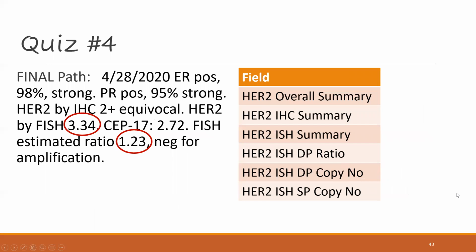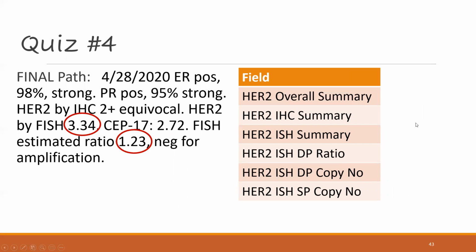Okay, quiz 4. Again, looking for a ratio. We know this is a dual probe. We also have texted a SEP17, which just confirms that you have a ratio.